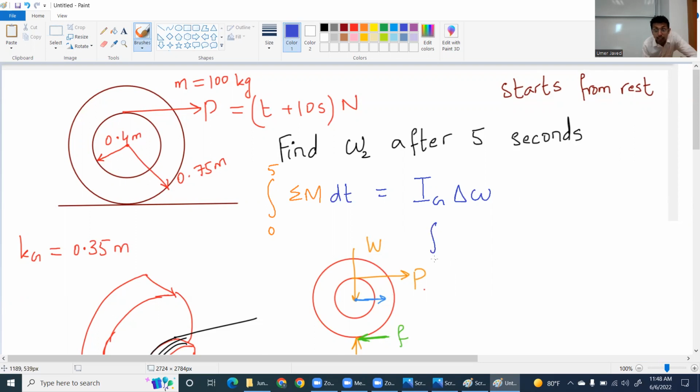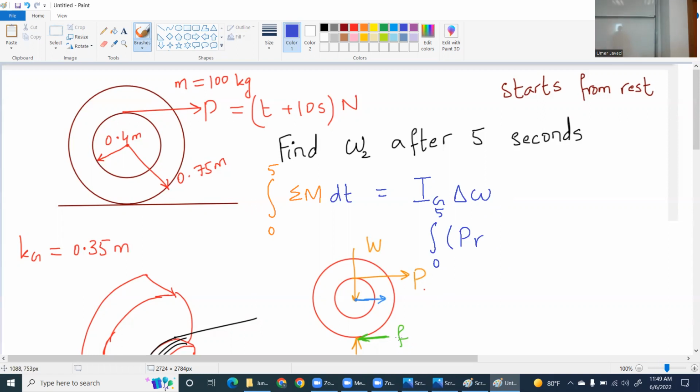So I will have integral 0 to 5. What is the summation of moment? Now you tell me the real stuff. What times 0.4? Yeah, right. So it will be P times 0.4, as our student told us. So I will just follow his advice. Friction force was towards the right. That's what I'm trying to tell you.